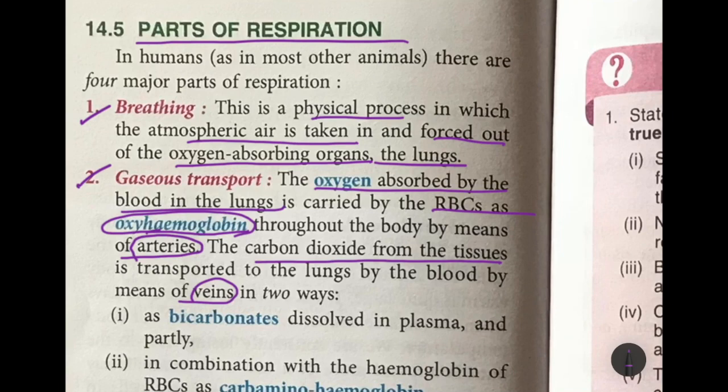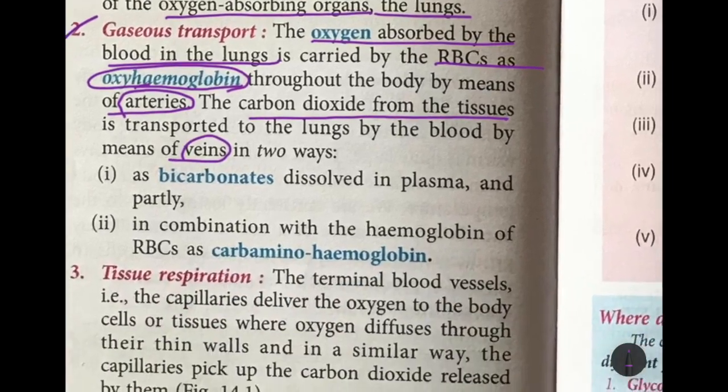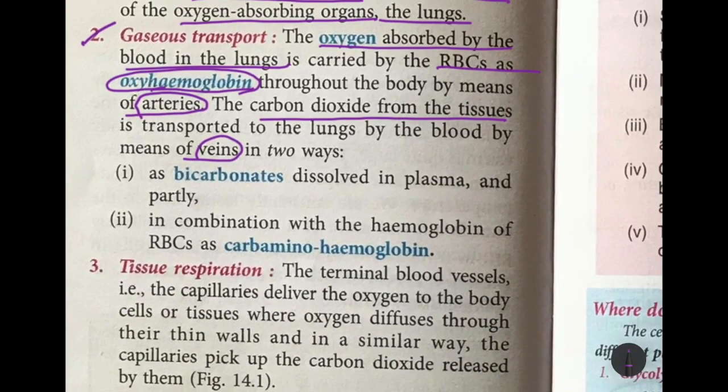So how does the blood carry carbon dioxide? First, the carbon dioxide dissolves in the plasma of blood, that is the liquid part of blood, as bicarbonates, and then it goes to the lungs where it is given off. Or it may be in combination with the hemoglobin of red blood cells, and then the unstable compound formed is known as carbaminohemoglobin. Once it reaches the lungs, carbon dioxide is released from the hemoglobin and it is given out.